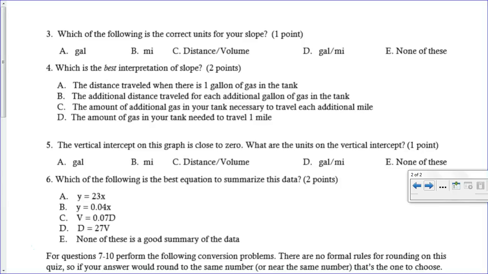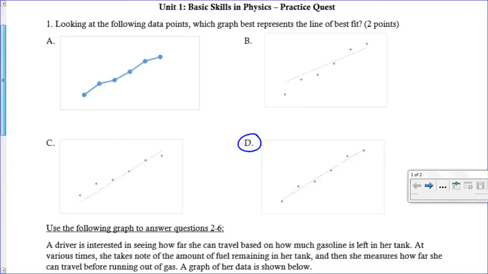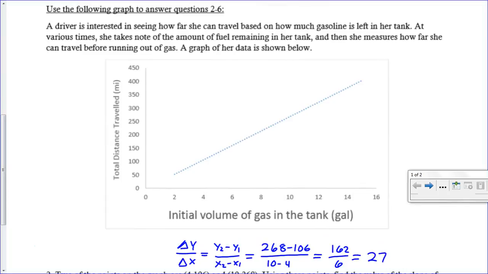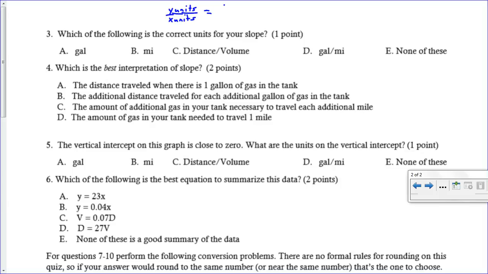For question 3 here, it says, what are the correct units on your slope? So remember again, we're doing y over x, right? So what we're going to do for a slope is say y units over x units. All right, so we have to look back at our graph and see what the units are. On the y-axis, we have total distance traveled, which is in miles. On the x-axis, we have initial volume of the gas tank, which is in gallons. The miles and the gallons are the units here. So the y units are miles, x units are gallons. Y over x ends up giving you miles over gallons, or miles per gallon.